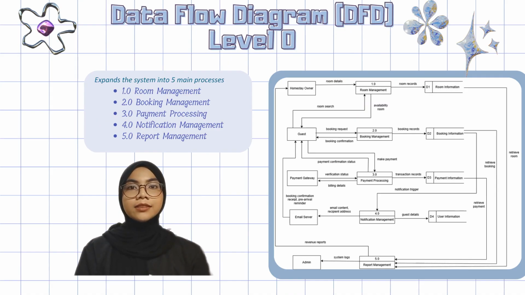This is the level 0 data flow diagram. It expands the system into 5 main processes: room management, booking management, payment processing, notification management, and report management. This diagram helps us understand how data moves through the major functions of the system.